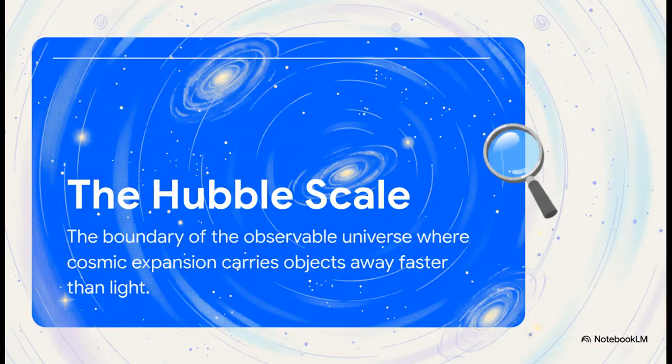This boundary is called the Hubble scale. Now, it's not a wall or anything physical. Think of it as a conceptual limit. It's the point so incredibly far away from us that the expansion of space itself is carrying things away faster than light can travel. Anything beyond that point, we can never see it, it can never affect us. And this is where things start to get really, really interesting.